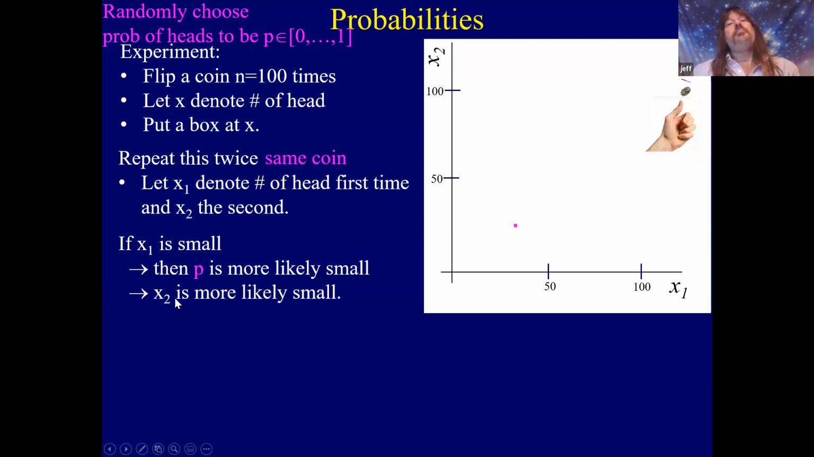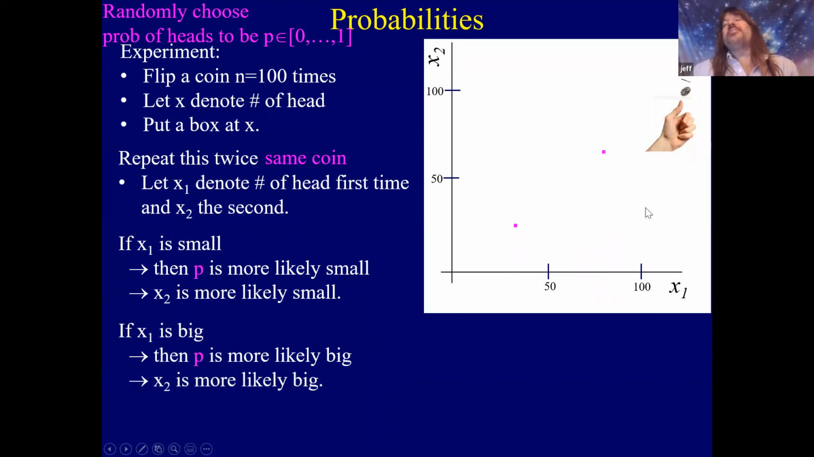And then, if your P is small, that means your second value, x2, is likely to be small too, right? So these are just trends: if one's small, then the other is likely to be small. Conversely, if you flip the coin the first time and got lots of heads, then that's evidence that your P might have been chosen to be big, which will then give you some evidence that the second time you flip the coin 100 times, you'll get a big number.